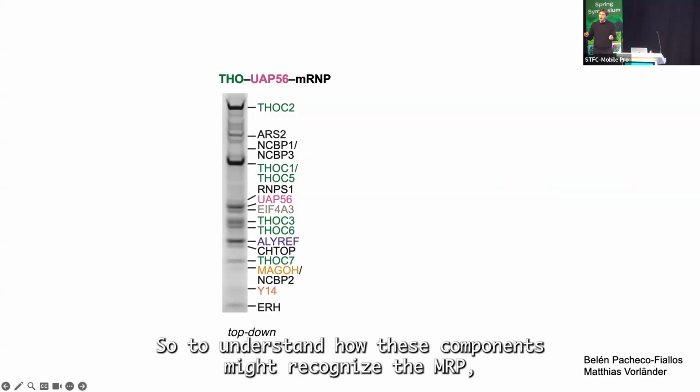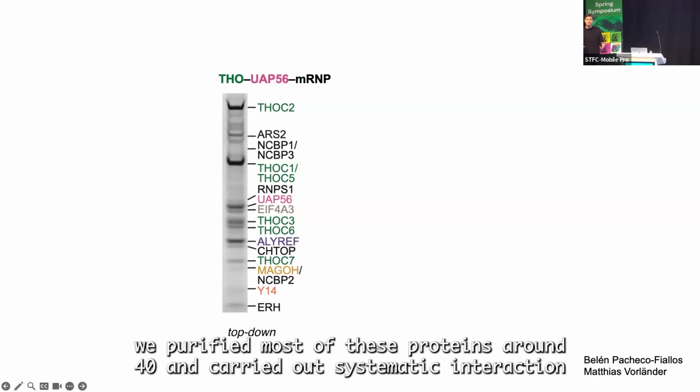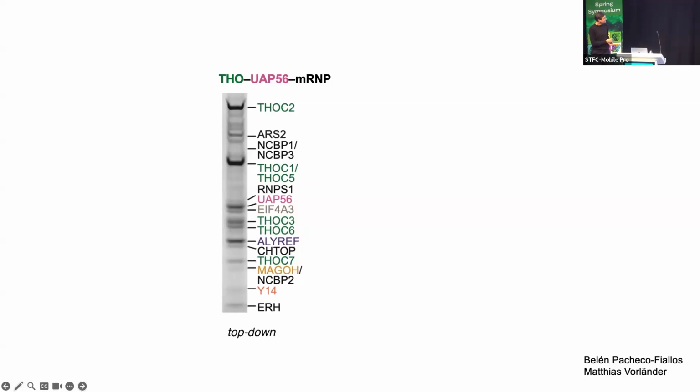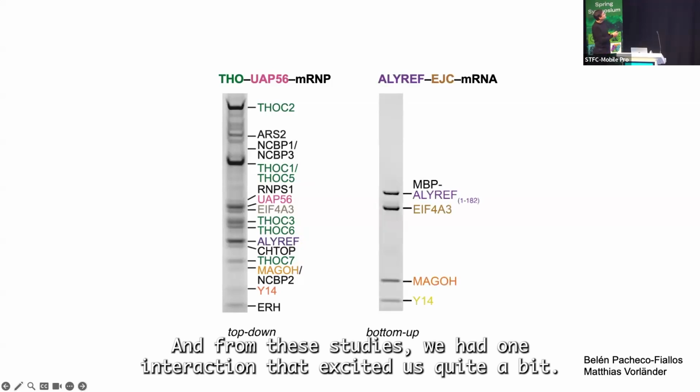So to understand how these components might recognize the mRNP, we purified most of these proteins, around 40, and carried out systematic interaction studies in vitro in the dependence of RNA and ATP to ask what binds what. And from these studies, we identified one interaction that excited us quite a bit.